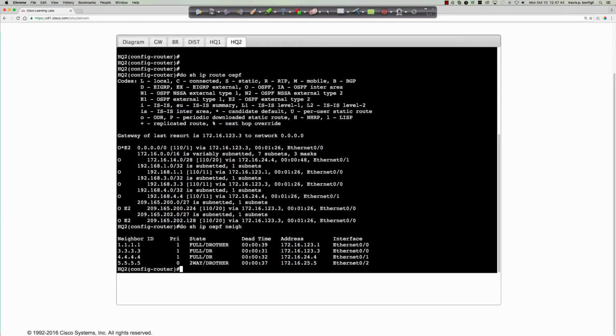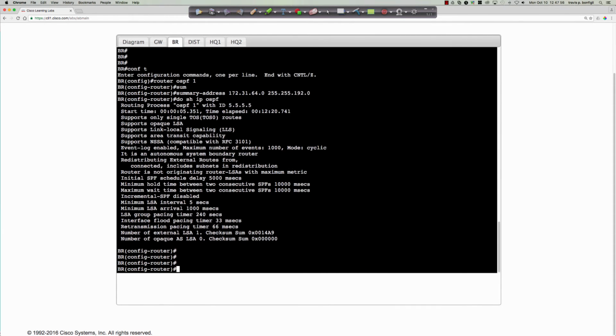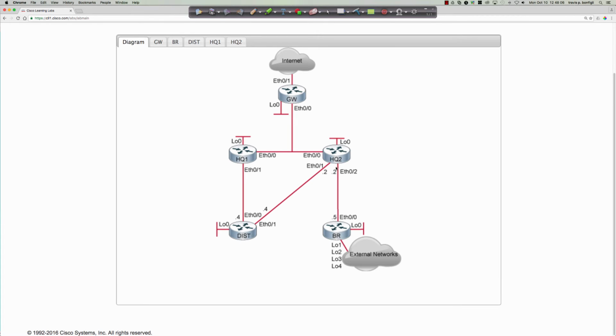So they've worked some troubleshooting in here. All right, so we are two-way DROTHER with 5, which I'm assuming is going to be the branch. So let's make sure that's the case. So do show run section. Oh, it's already up there. Here we go. I had it up there. So yeah, we are two-way DROTHER, but should we be two-way DROTHER here?